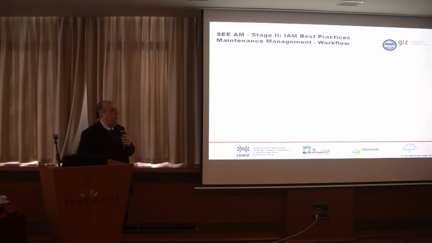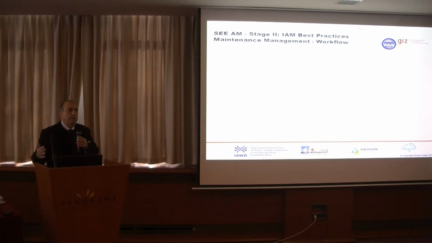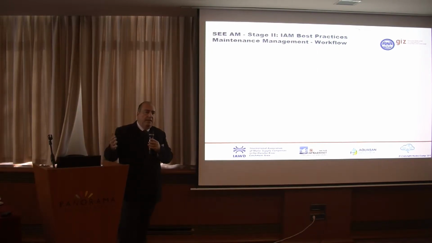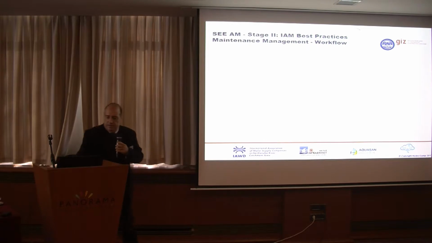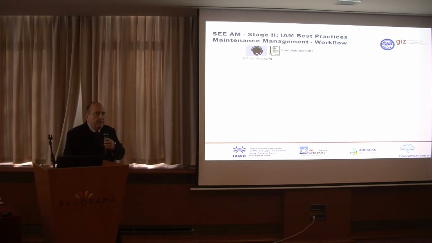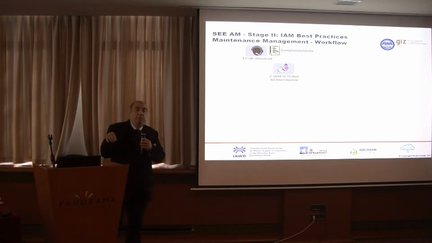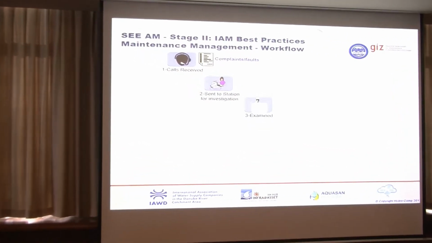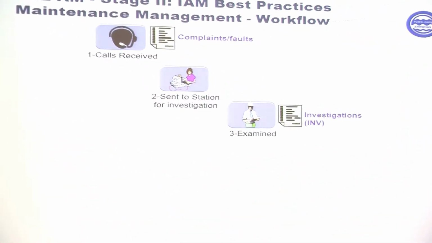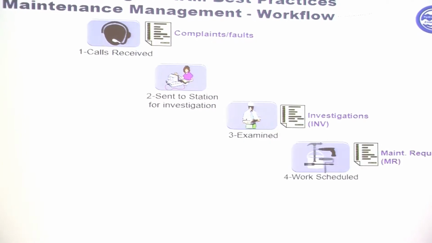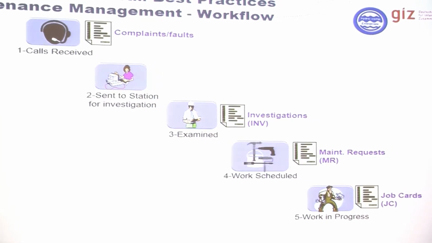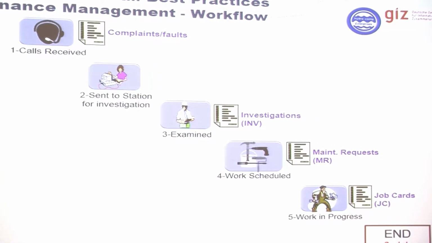In general, I will show you an example of a complicated workflow. This is for a big utility the size of BBK. But it doesn't matter, the principle is the same. So, if you receive a call, and you have more than one depot or station, that call must be sent there for investigation. Somebody must go out and find out what is wrong and examine it. And somebody must schedule the job. That is work in progress, and when it's completed, somebody must close it.